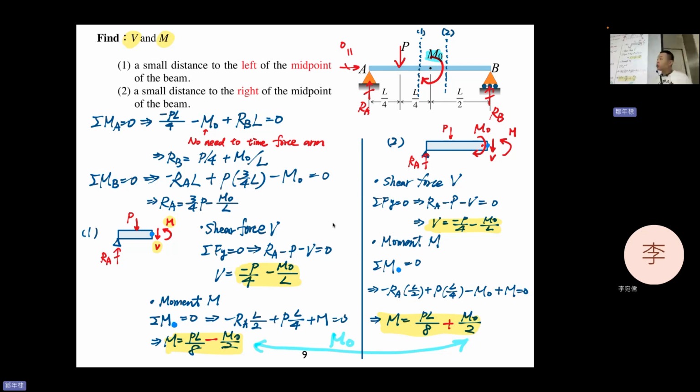All right, so continue. The next example will be a typical problem in chapter 4. Very typical. So let's continue.